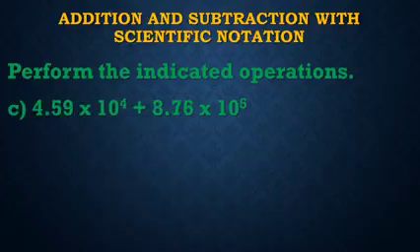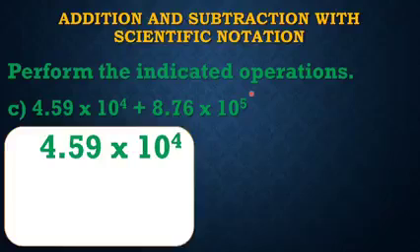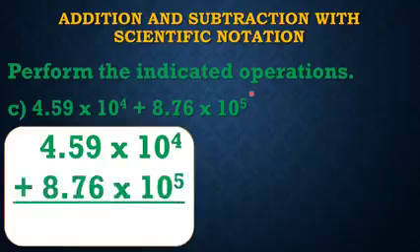So how about letter C? Here, our powers of 10 have different exponents. The first has 4, and the other is 5. So how do we get the sum of this? Let's copy first. We have 4.59 times 10 raised to 4 plus 8.76 times 10 raised to 5.